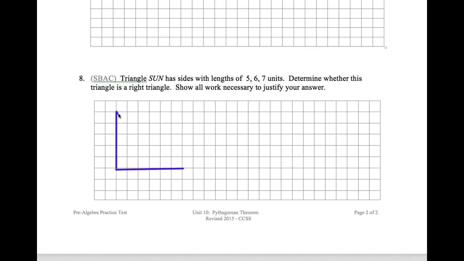And my longest side is 7. Awesome. 5, 6, 7. Remember, our longest side is always here. This could be a right angle. I'm not sure. I'm going to put the 7 as the longest side. So what we want to do is we're looking at the converse. So is 5 squared plus 6 squared equal to 7 squared?